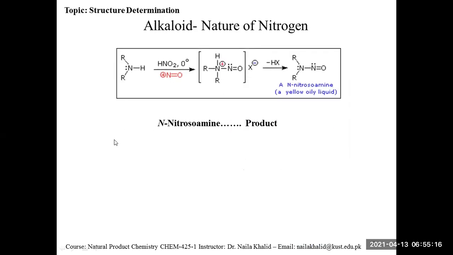However, if your nitrogen is secondary in nature, it will react with nitrous acid to give you N-nitrosoamine. N-nitrosoamine is a yellow oily liquid. It shows that your nitrogen in the alkaloid is secondary in nature. So if an N-nitrosoamine product is formed, it shows that the alkaloid contains a secondary amine. This is an example of a secondary nitrogen containing alkaloid, known as ephedrine. This is the structure of ephedrine. It will give you N-nitrosoamine, a yellow oily liquid, when it is treated with nitrous acid.